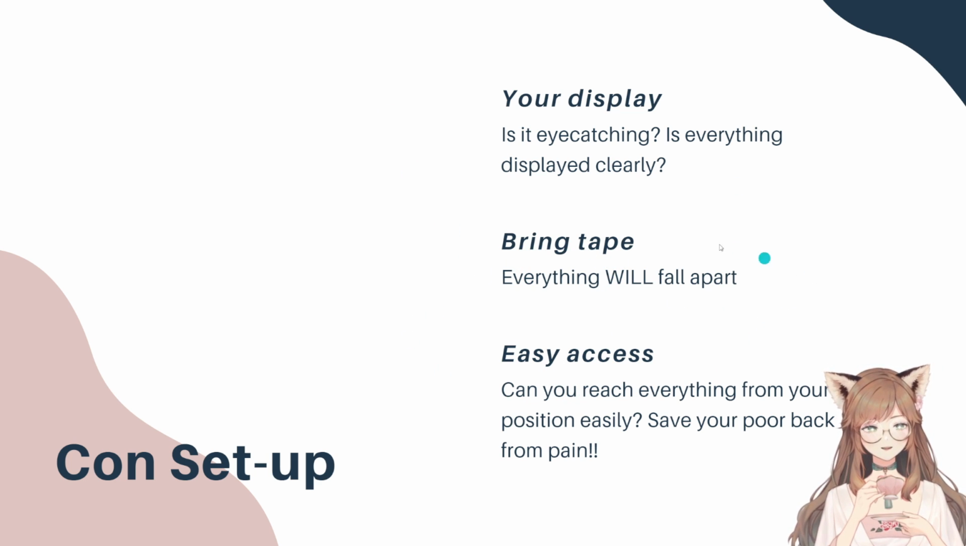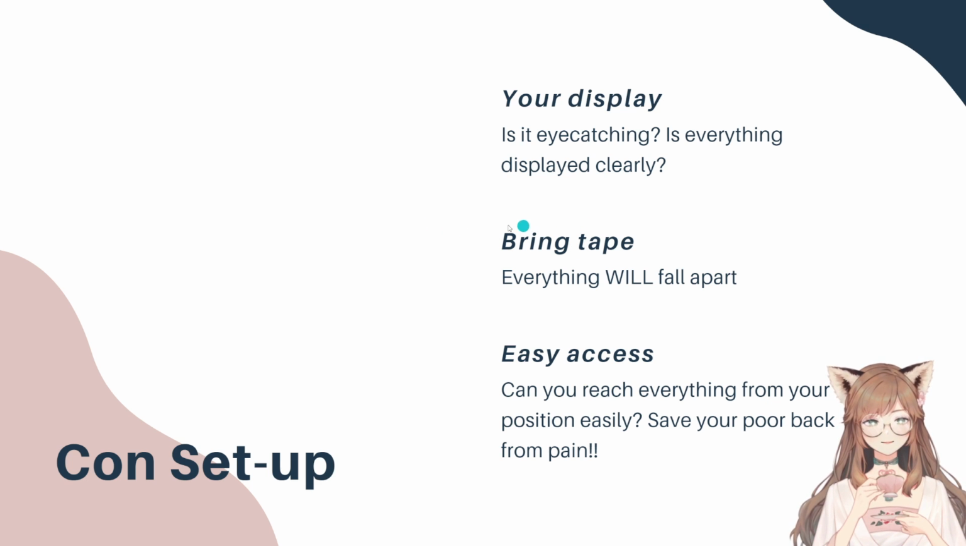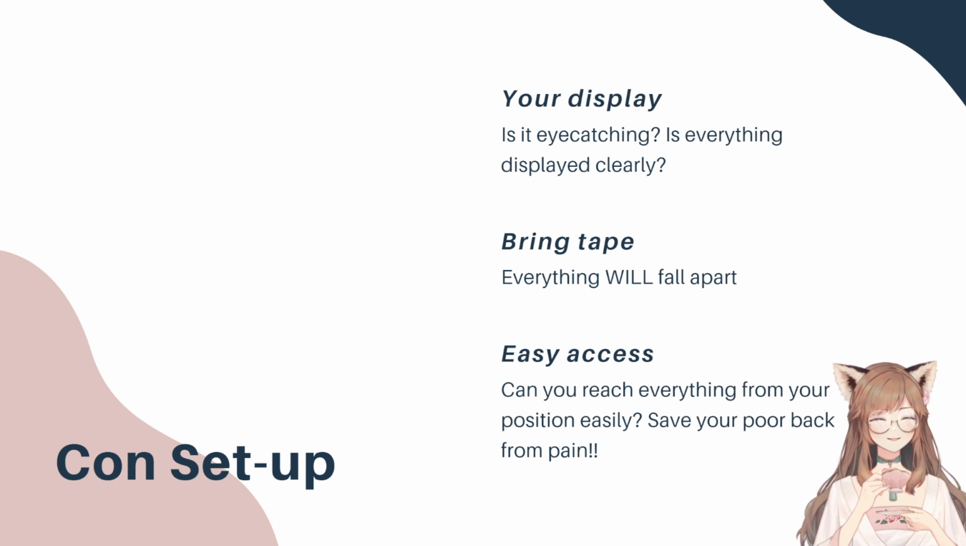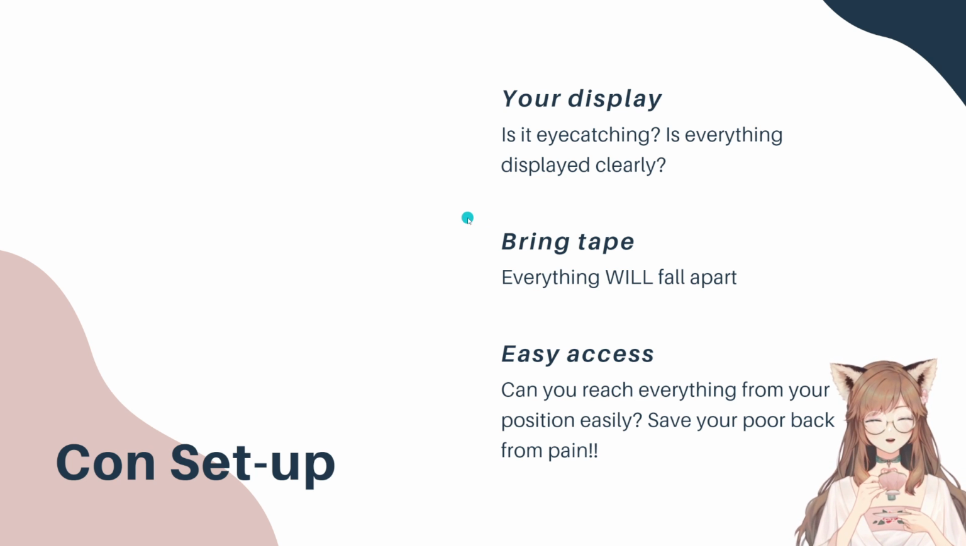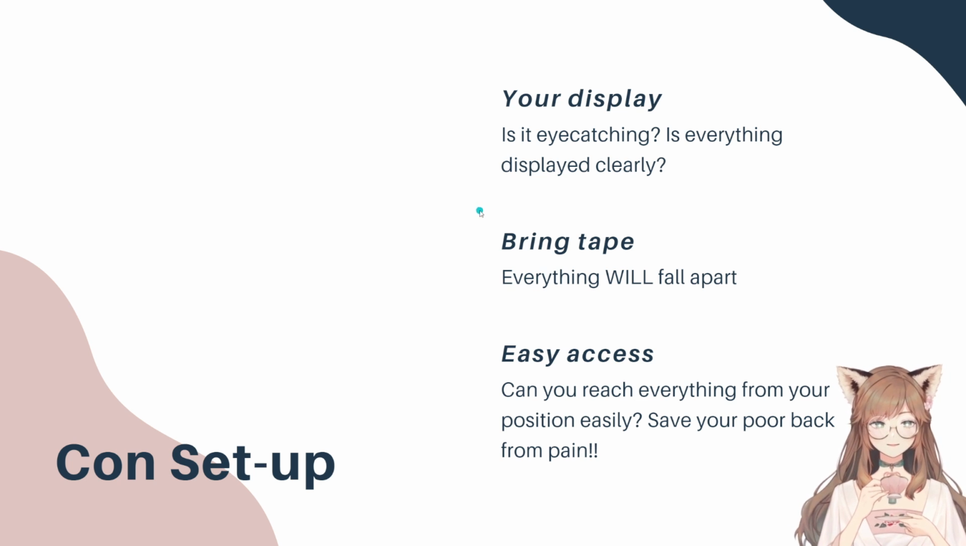Definitely bring tape, because I've never been to a con where something didn't fall off halfway through. Usually I'll leave the con for the day and then the next morning at least 5 things are on the floor because they fell off. I usually bring masking tape and also a stronger tape. So I start off with the masking tape, and then if the masking tape wasn't strong enough, I put the hardcore tape on.